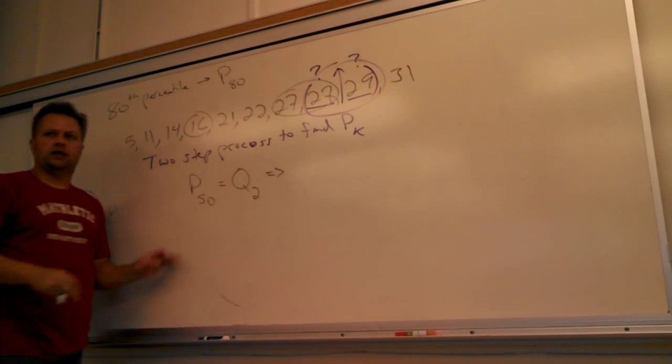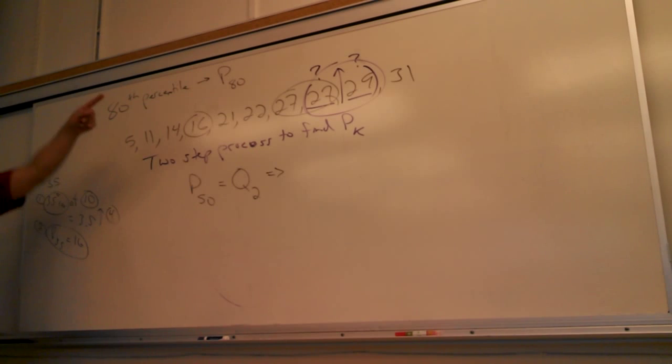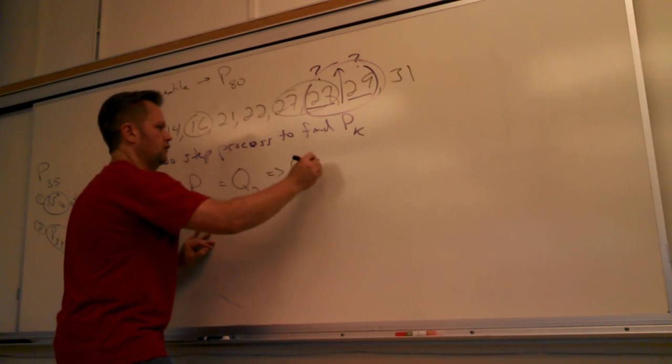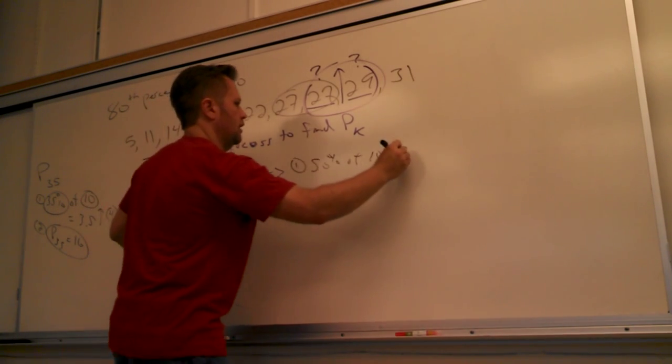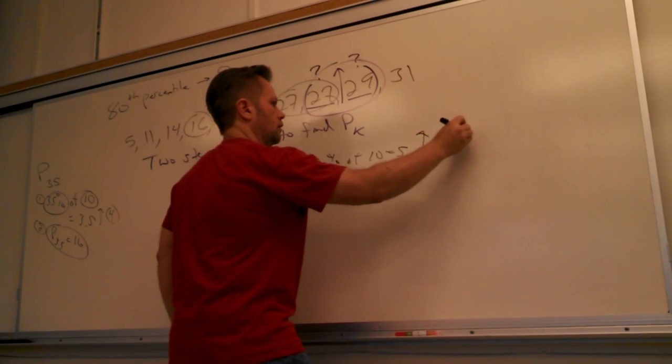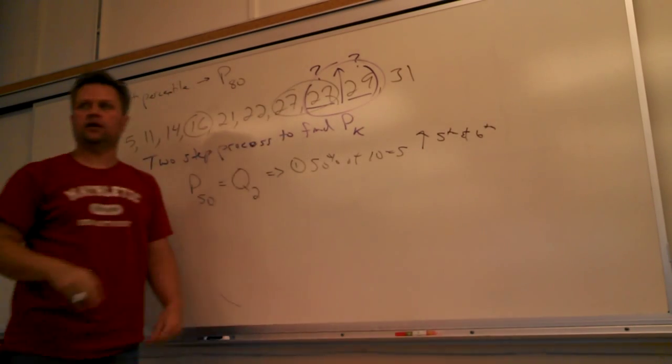But the steps don't really change. Right? Half of 10 is 5. That's a whole number, so how do I find it? 5 plus 6 divided by 2. So the 2 steps, 50% of 10. It's 5. Say it again. 5 plus 6 divided by 2. Good. The 5th and the 6th number divided by 2 will be the answer.